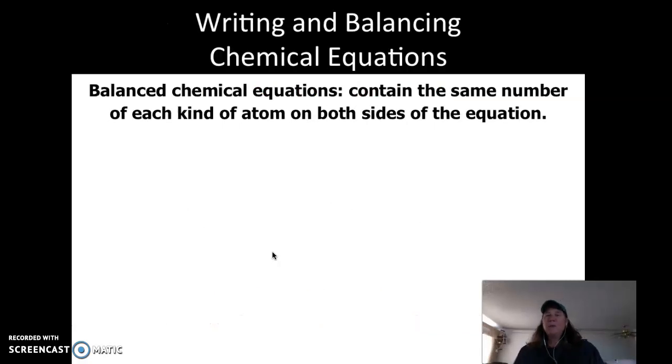Balanced equations contain the same number of each atom on both sides of the equation. And again, that's to satisfy the law of conservation of mass. You can't make stuff disappear. You can't make something out of nothing.